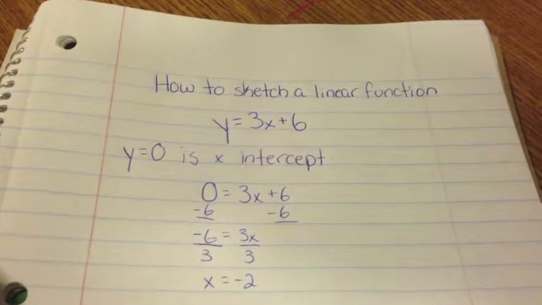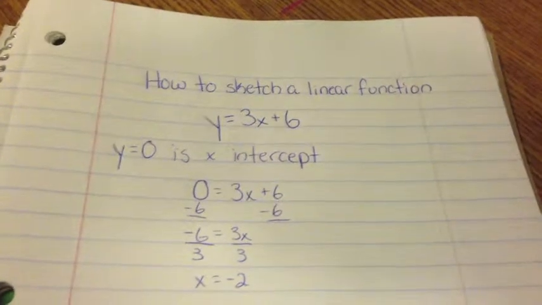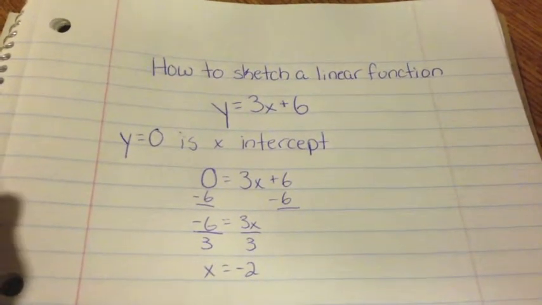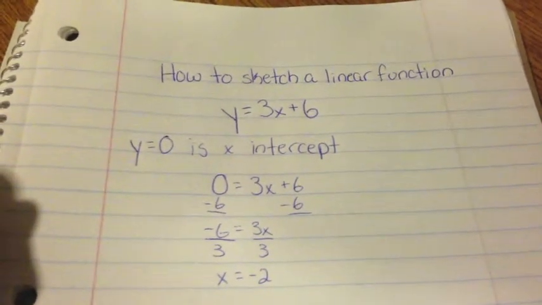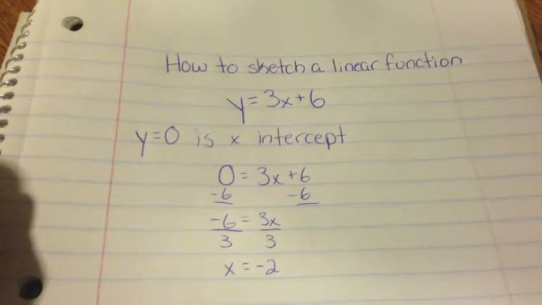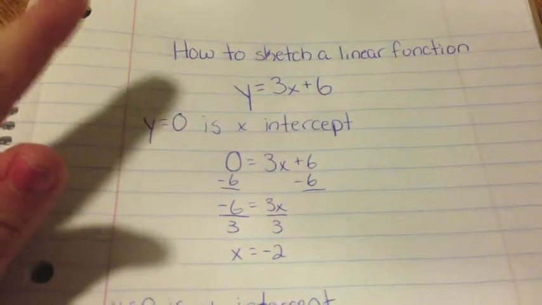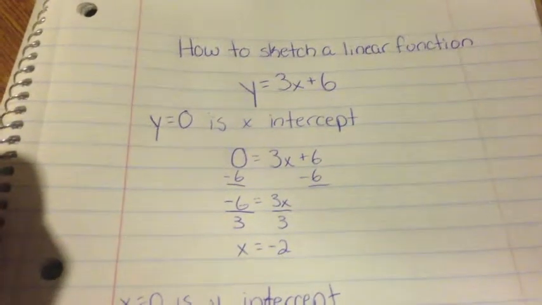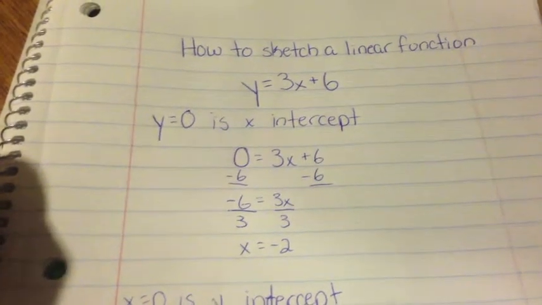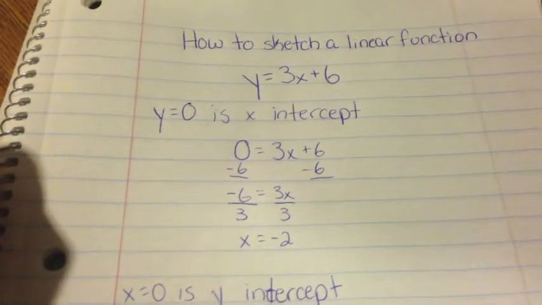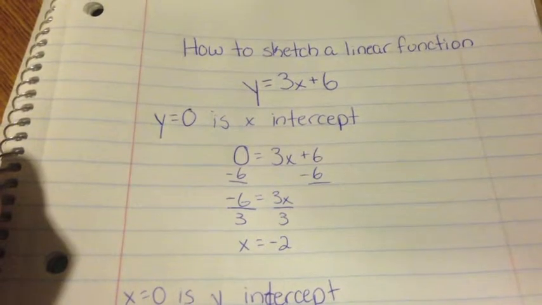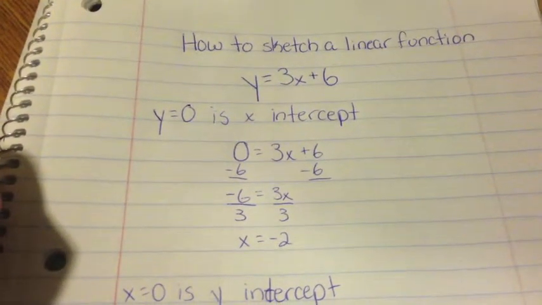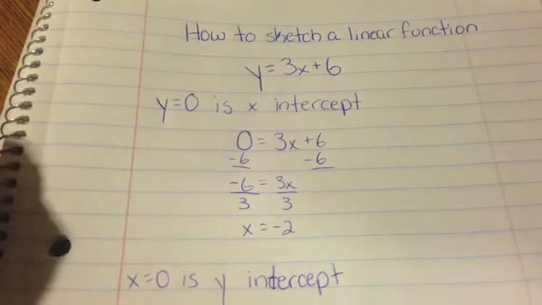Now we're going to learn about how to sketch a linear function. So here we have the equation y equals 3x plus 6, and we're going to first start by getting the x and the y intercepts. So when y equals 0, that's our x-intercept. To get this, we set y equal to 0, we plug it into the equation, and we get 0 equals 3x plus 6, and then when we do all the math out, we get x equals negative 2.